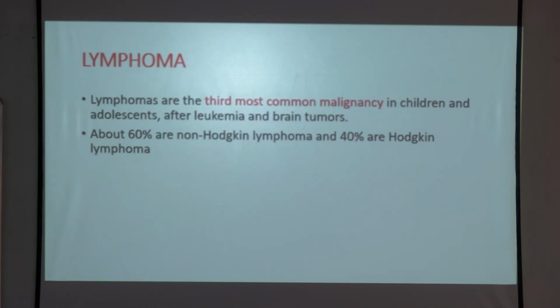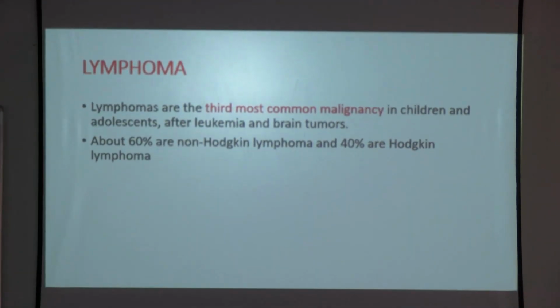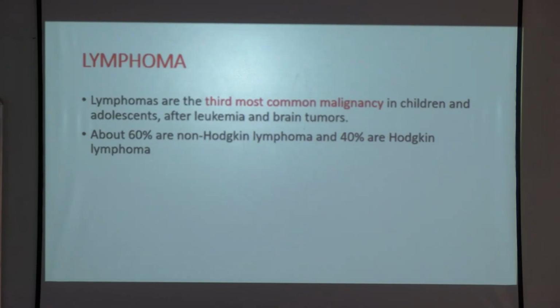Now coming to the second topic, that is lymphoma. So lymphoma is the third most common malignancy of childhood. First most common is acute leukemia. Second most common is the CNS malignancies in childhood age. This is the third most common malignancy in children. About 60% are non-Hodgkin's lymphoma and 40% are Hodgkin's lymphoma.